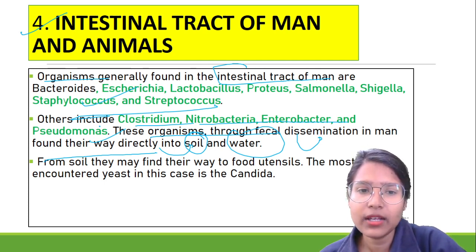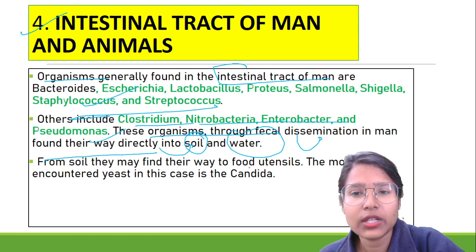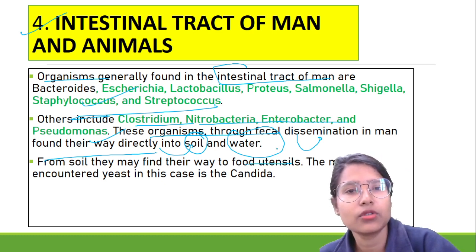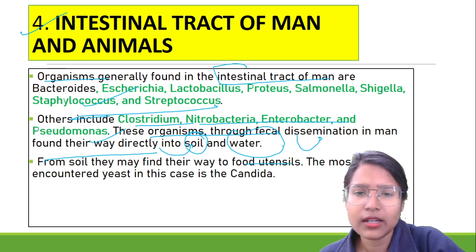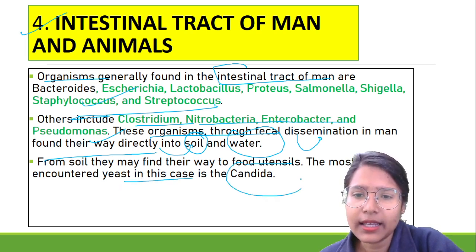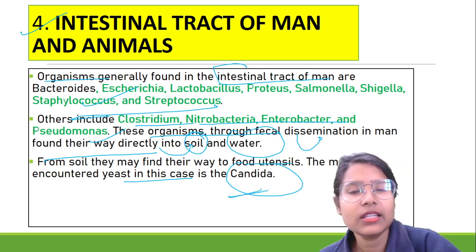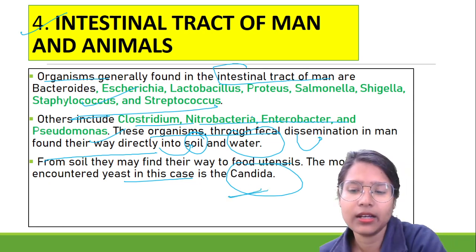Now from there they may find their way to food or utensils. Like if they get into the soil or into the water, there may be chances they get into food utensils. The most commonly encountered yeast in this case is Candida. Okay, generally the yeast which is found is Candida.